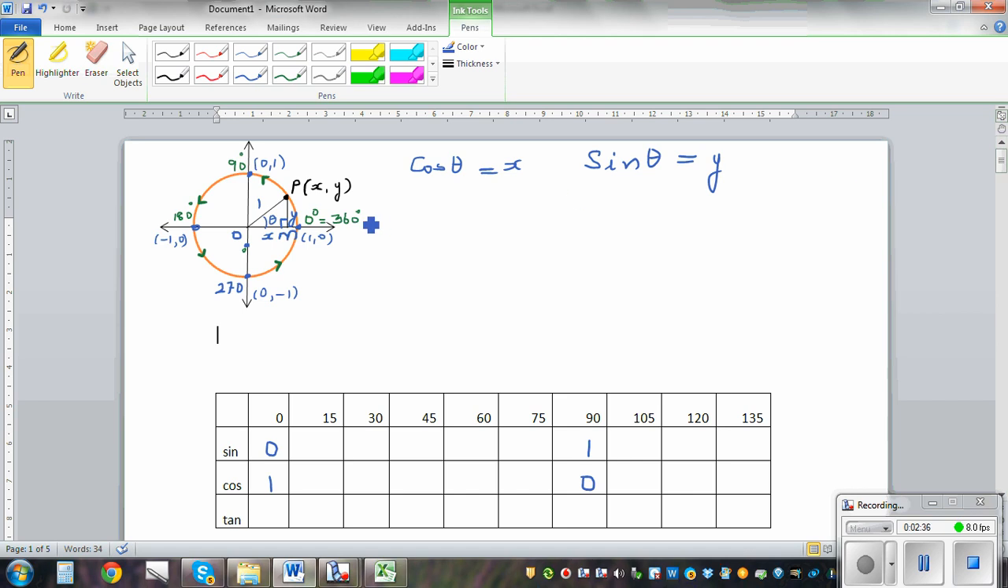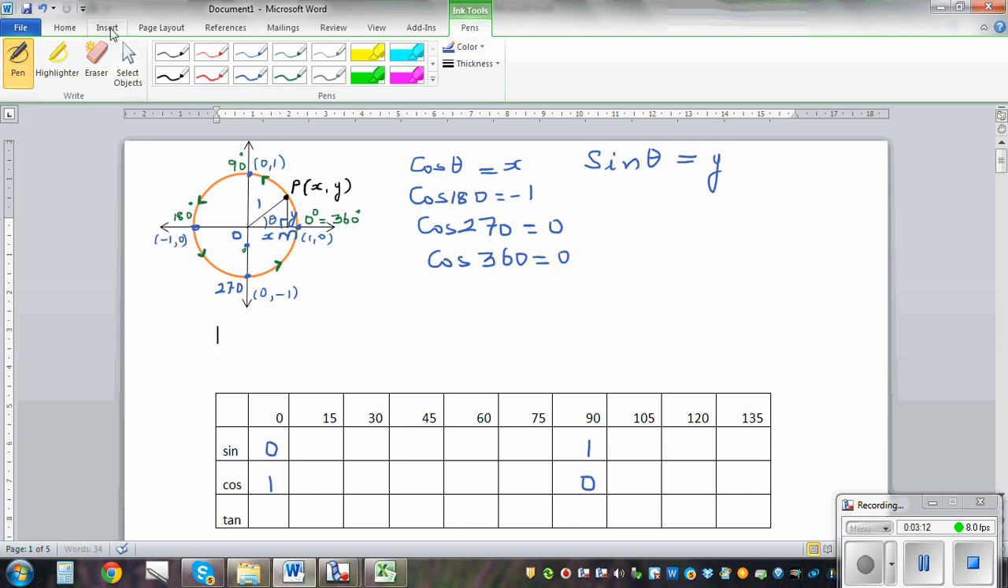So what happens when it's 180? When it is 180, hopefully you can see it. So let me write it here. You can fill the gaps yourself. So let's say cos 180. Cos 180 is negative 1. Cos 270 is equal to 0, and cos 360 is back to 0. And now let's relate it to the cos graph.